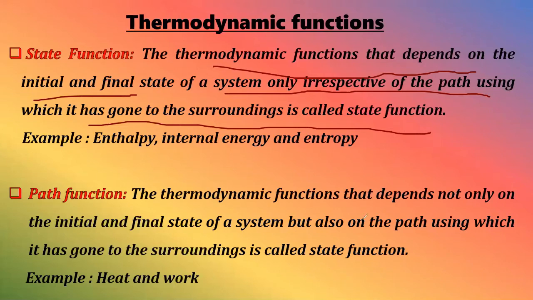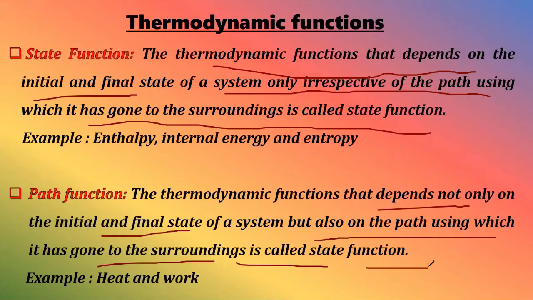And if, along with the initial and final state, the function depends on the path on which the system has gone, then it is called a path function. It is written as state function by a typing error, but it will be path function. Examples are heat and work. Examples of state functions are enthalpy, internal energy, entropy. Now let us use another example.